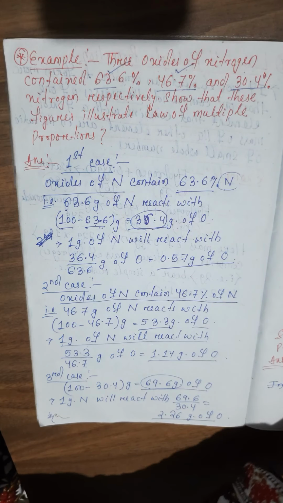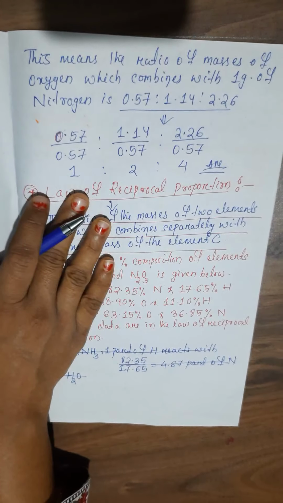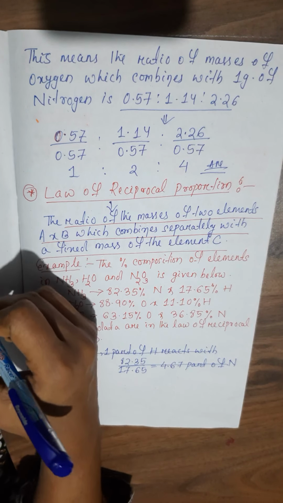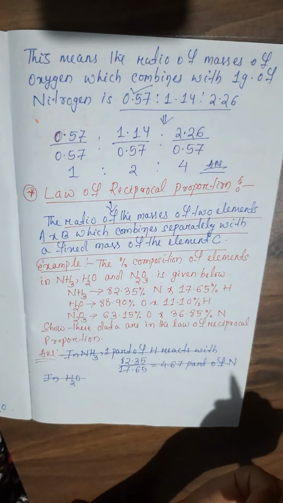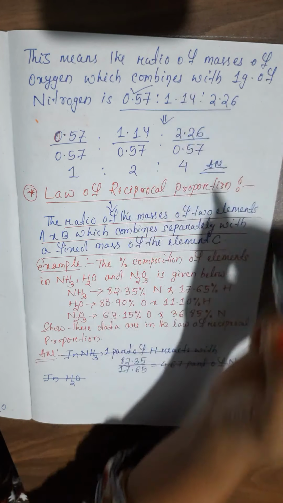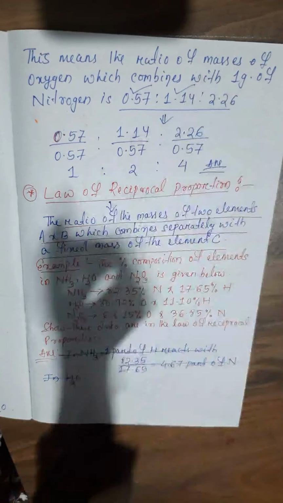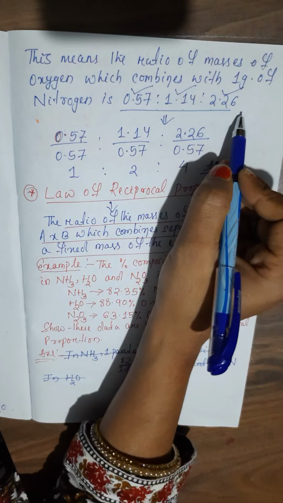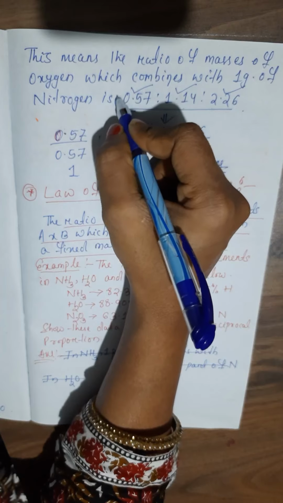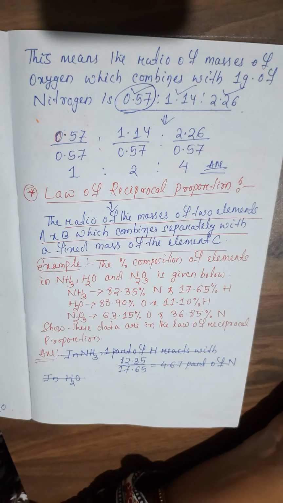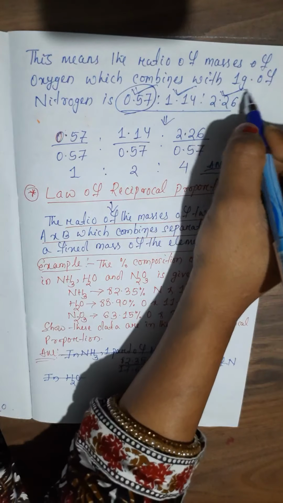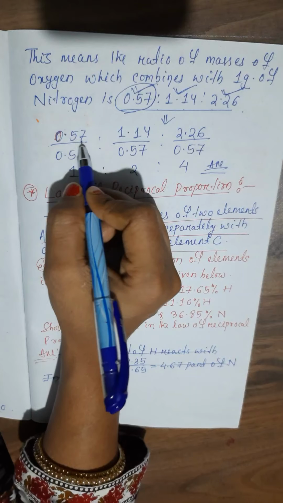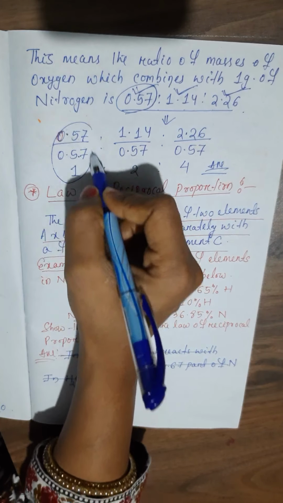So now our last step is we have to take the respective ratios. What data do we have, children? In the first case we got 0.57, in the second case we got 1.14, and in the third case we got 2.26. So from these three numbers, what is the simplest one? The simplest number is 0.57. So now we have to divide each number by 0.57. So first 0.57 divided by 0.57, the answer is 1.